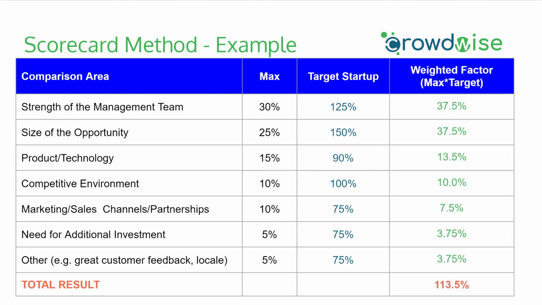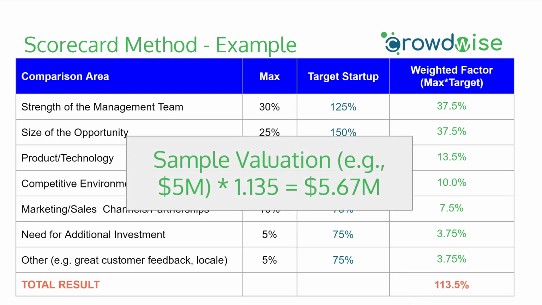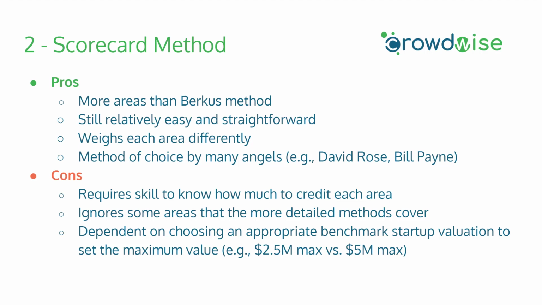Basically what you do is you take the maximum column, multiply it by your target assessment column, and you'll get a weighted factor. Lastly, sum up all of that column of the weighted factor and you get your total result of 113.5%. In this case, you think this startup is better than the comparison group of startups. Lastly, you multiply that factor by the valuation of the comparison startups. So if the comparison group had a 5 million average valuation, that would result in a 5.67 million valuation for this business in question.